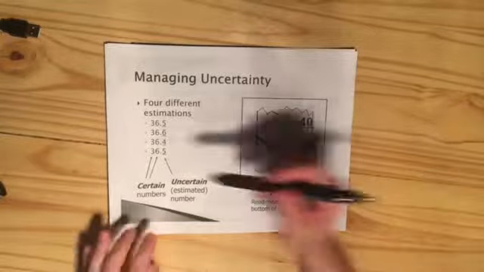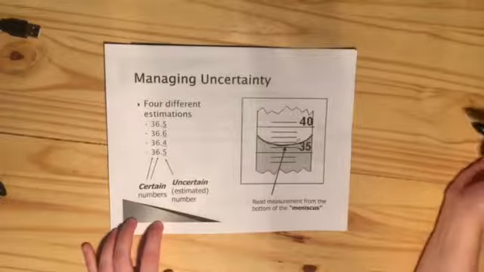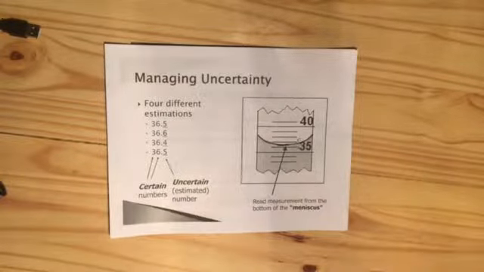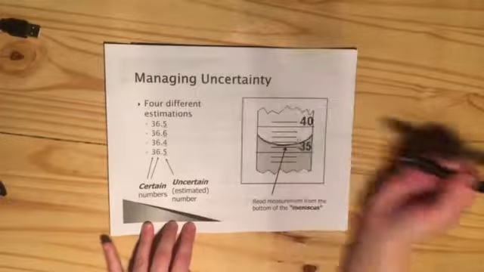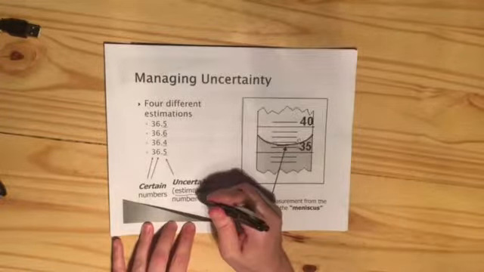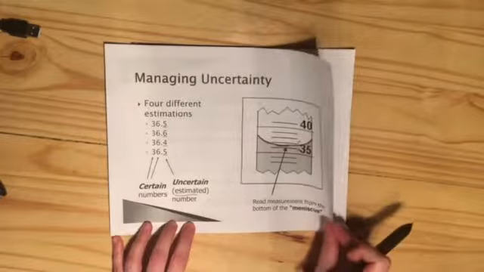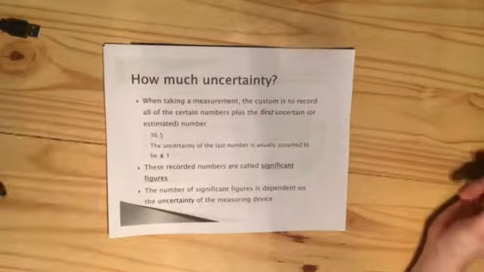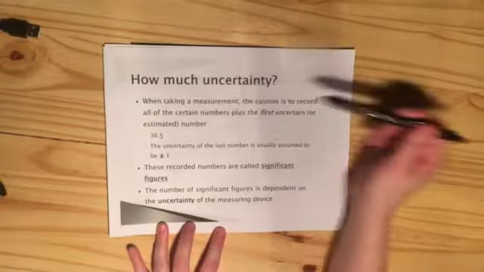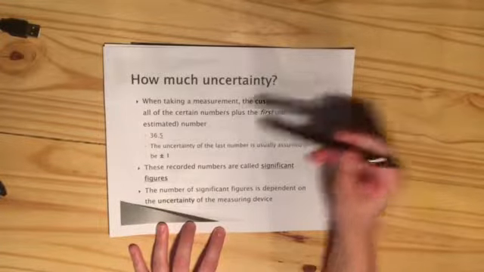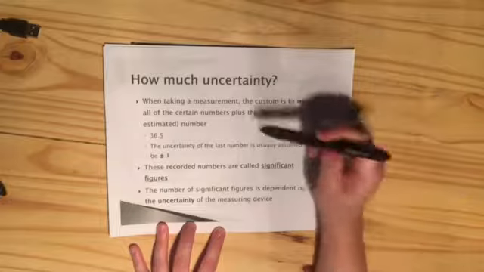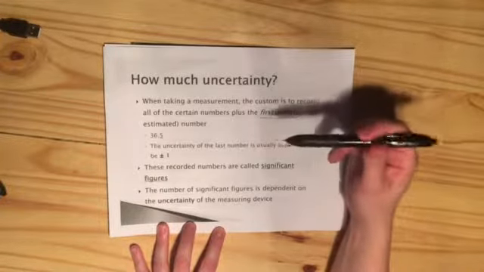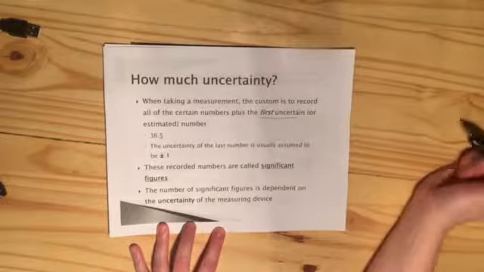So what we say is that these are the certain numbers. We know those for certain. And this one here is the uncertain or the estimated number. This is what we've estimated. How much uncertainty do we have? So when we're taking a measurement, the custom is to record all of the certain numbers plus the first uncertain or estimated number. So the previous example, it was 36.5.